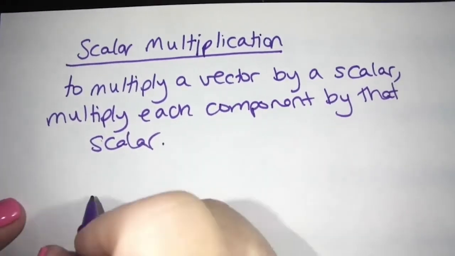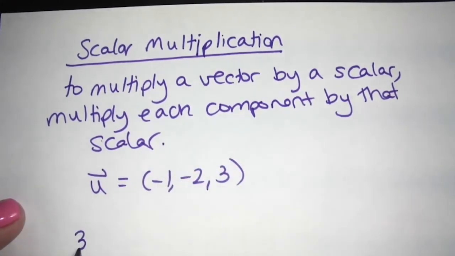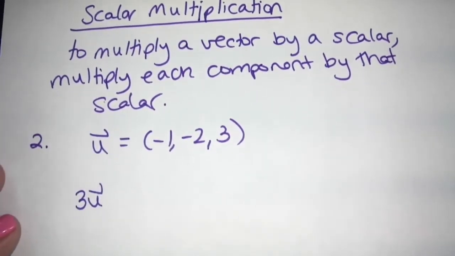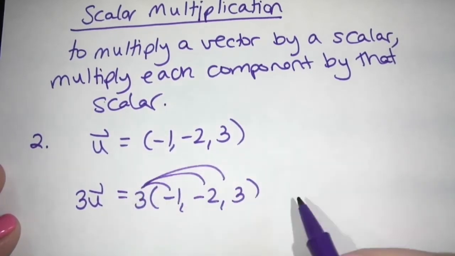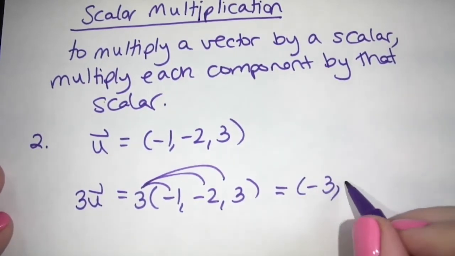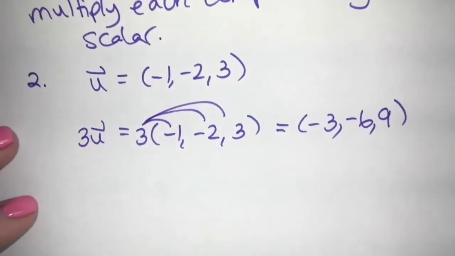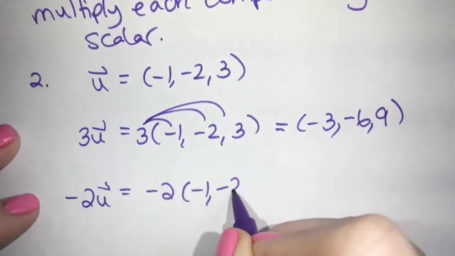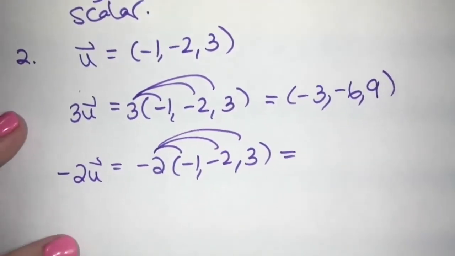So, for example, if u is -1, -2, 3, and we want to find 3u, so 3u would be 3 times every component of u. So think of distributing the 3 through. So 3 times -1 would be -3, 3 times -2 would be -6, and 3 times 3 would be 9. If we had to do, let's say, -2u, then we have -2 out in front of each component. So multiply that through, and what would you get here?